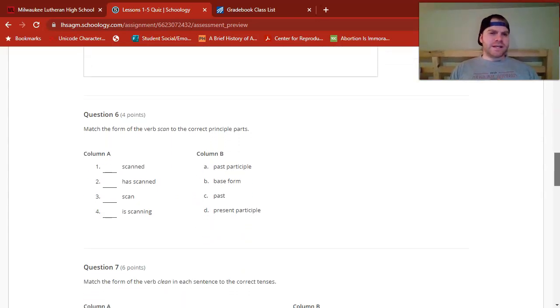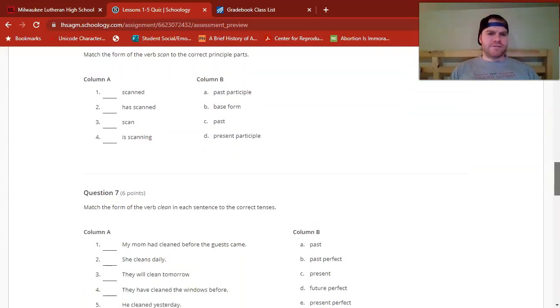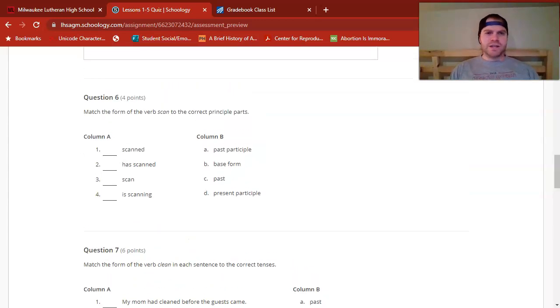Once you get to question 6, or actually 6 and 7 are both tense matching questions. Question 6 is just principal parts. It's the same way that it was when it came to our last quiz. That was our last virtual day. It's on ACT day, the 7th. It's just a different verb this time. It is scan instead of dropped. Or drop, I should say.